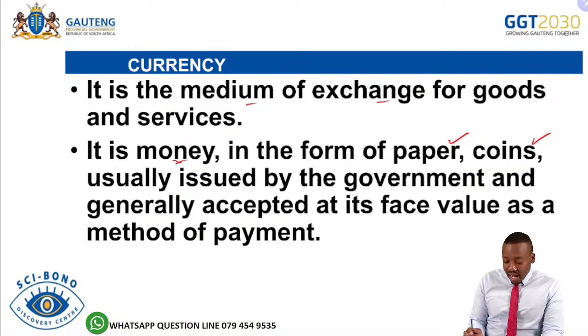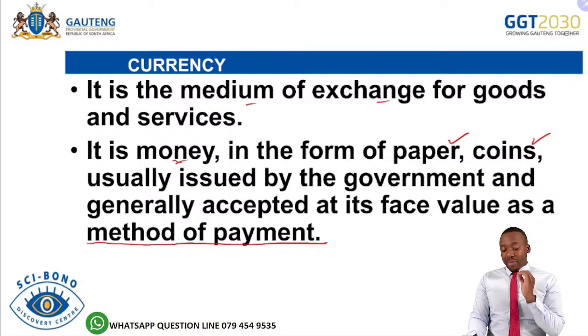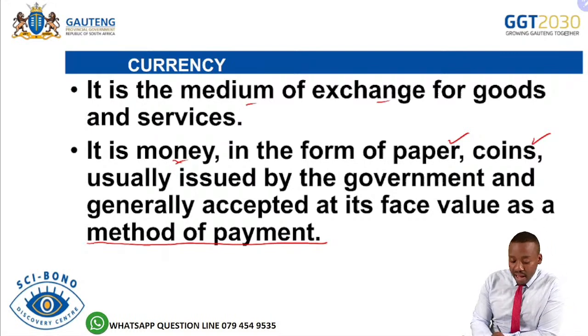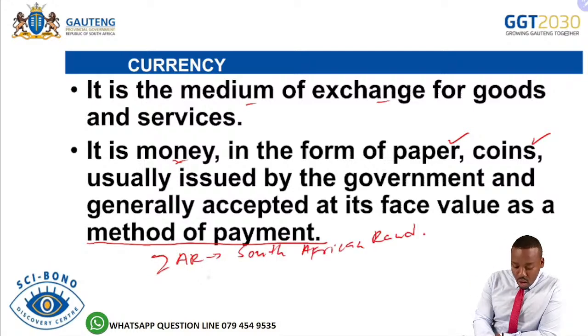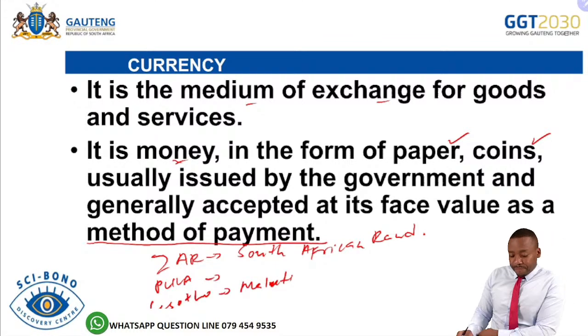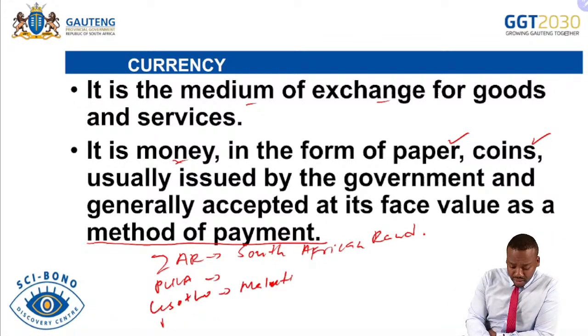And why do you need currency? Because we use it when we have to do what? Payments. It is money in the form of paper and coins that you're going to be receiving. So you need that particular currency. For us here in South Africa, remember what we use? We use the ZAR, which is the South African currency. When you go to Botswana, you will find that they use what? Pula. That is their currency. When you go to Lesotho, it is the rand. When you go to New York, for example, you will know that in New York they're using what?